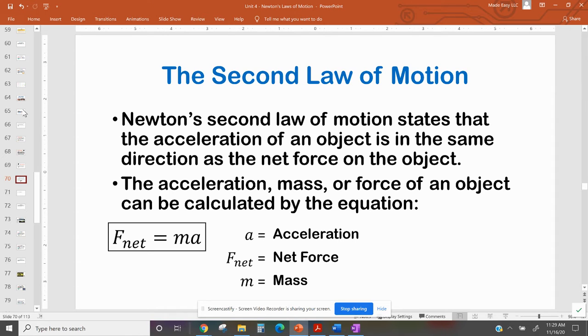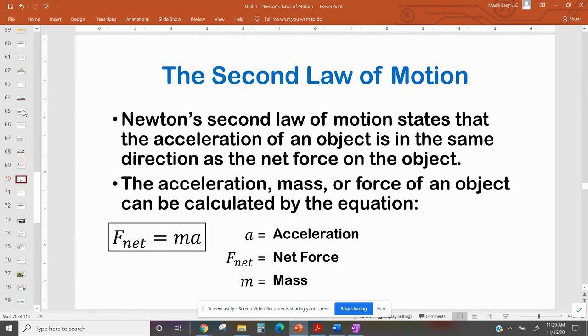Now, the acceleration, mass, or force of an object can be calculated by the equation F net equals ma. And very famously, it's F equals ma. Force is equal to the mass times the acceleration. A is equal to the acceleration in meters per second squared, most commonly used. The force, or the net force, would be in newtons, and the mass would be in kilograms.